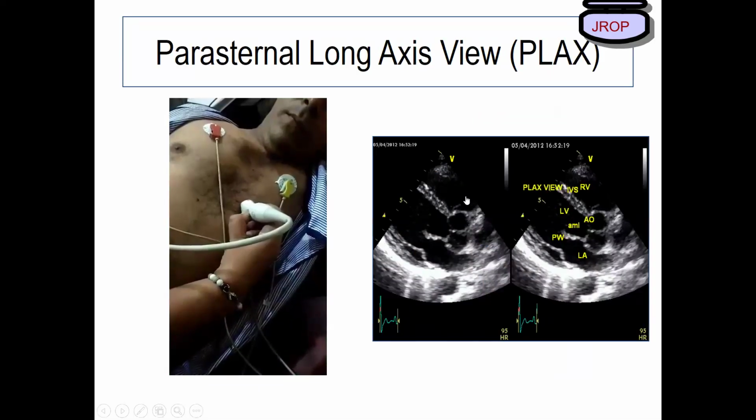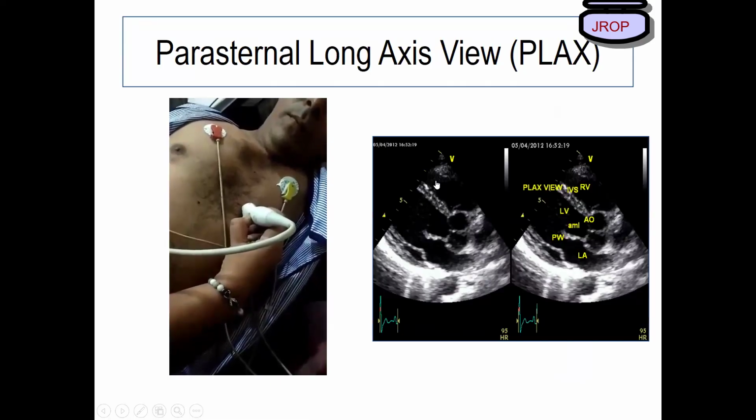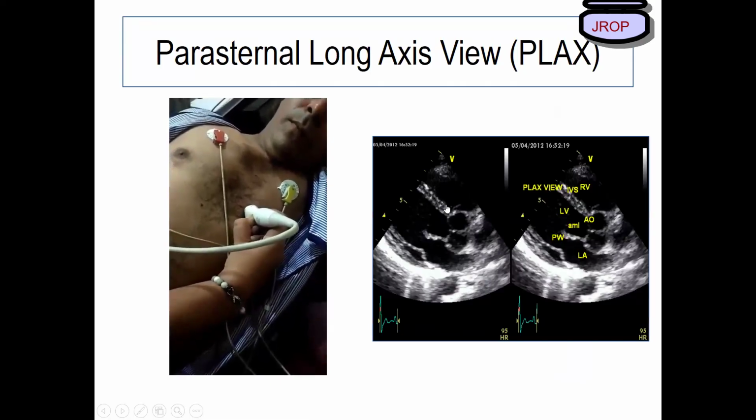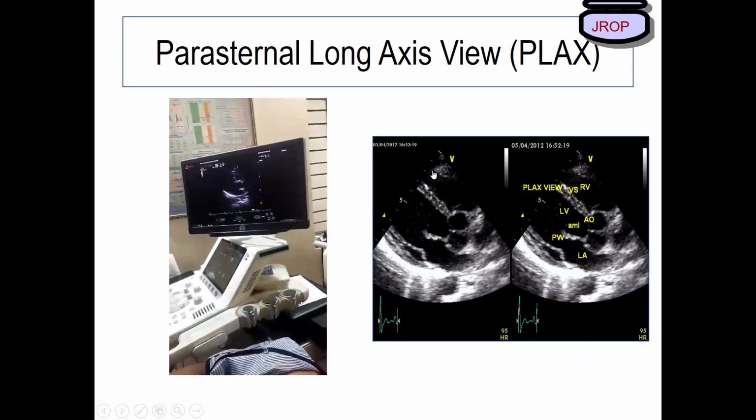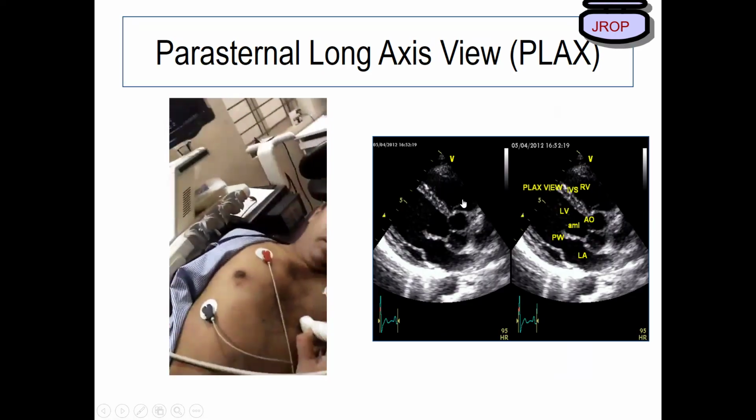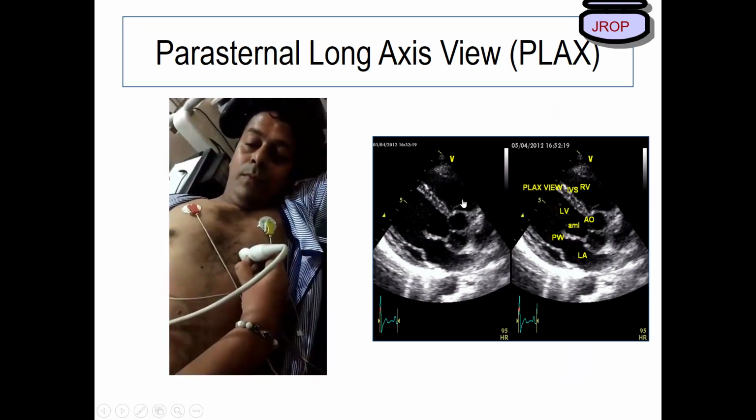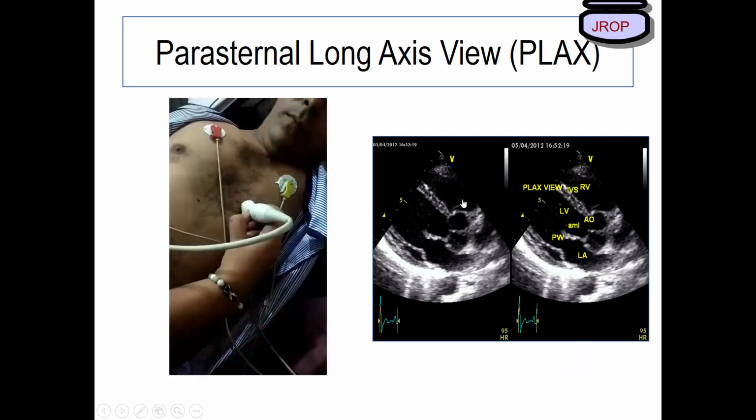Look, this is my plax view. This is LV, this is RV. If I happen to see this RV has become as good as LV, it means what? My RV is large. It means I'm dealing with some kind of a right-sided pathology.